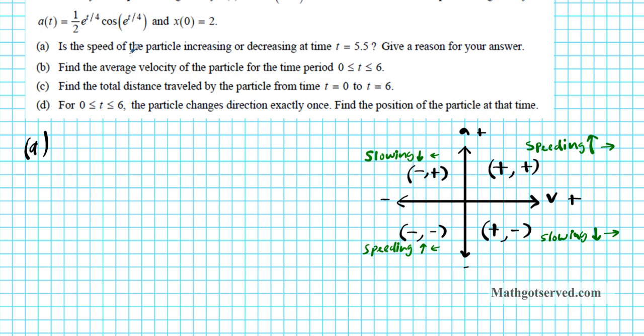So for the A part, we need to find the sign of the acceleration and velocity at t equals 5.5. So first thing we're going to do is evaluate v of 5.5.